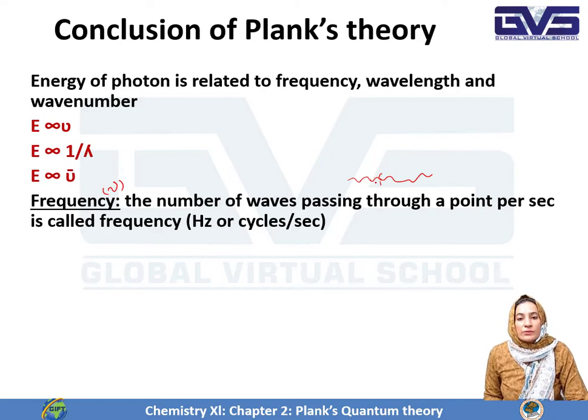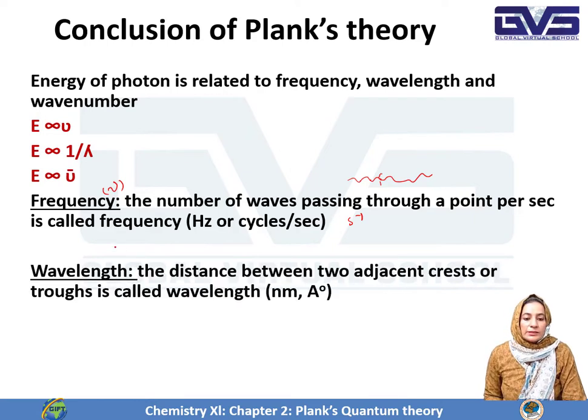If the passing waves per second are higher, then frequency will be higher. If the passing waves per second are lower, then frequency will be lower. So this is the frequency, the number of waves passing through a point in a second, and its units are hertz or cycles per second, meaning its unit is per second.